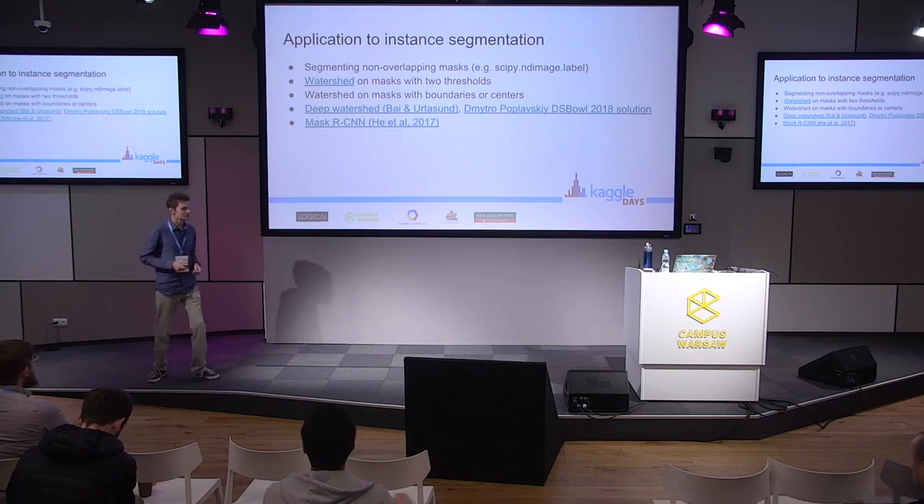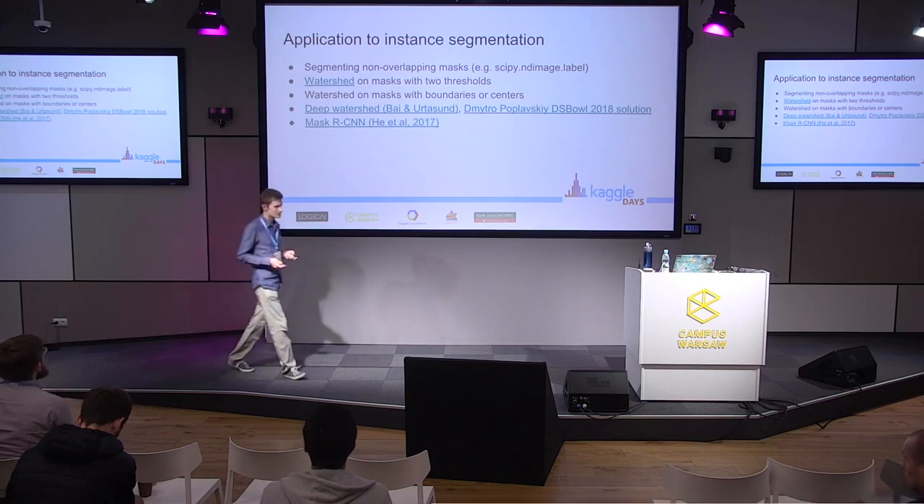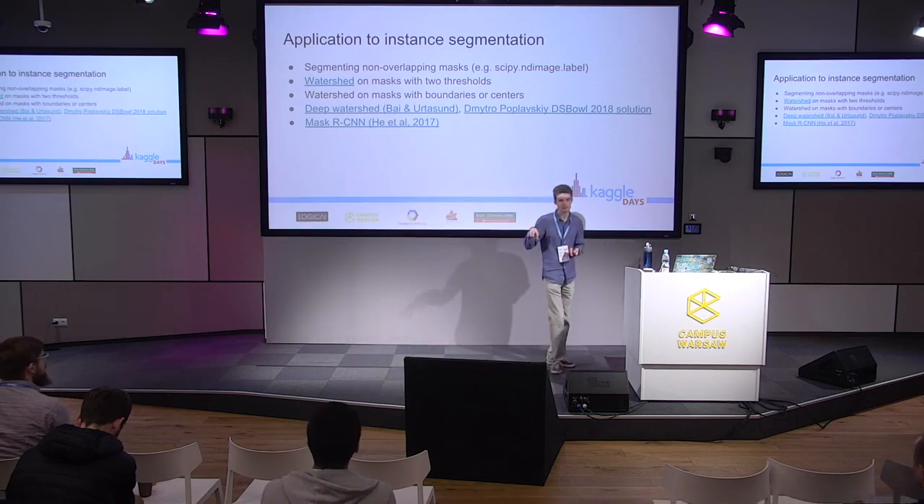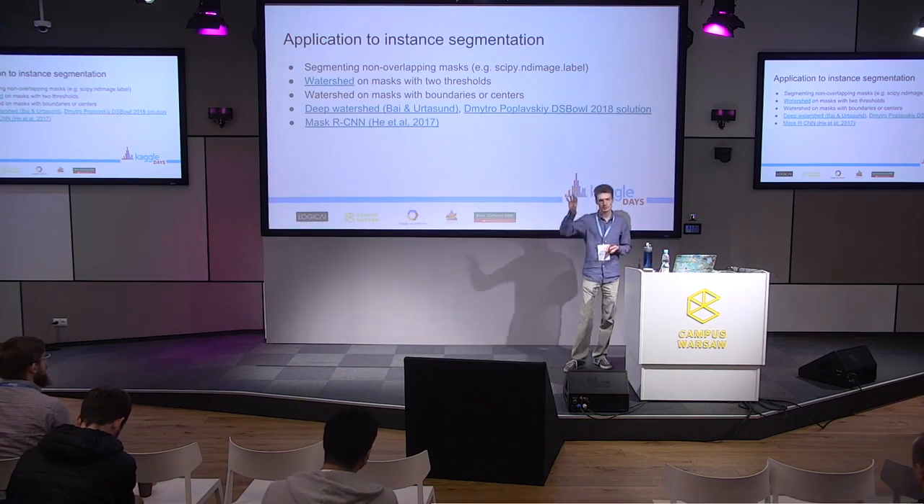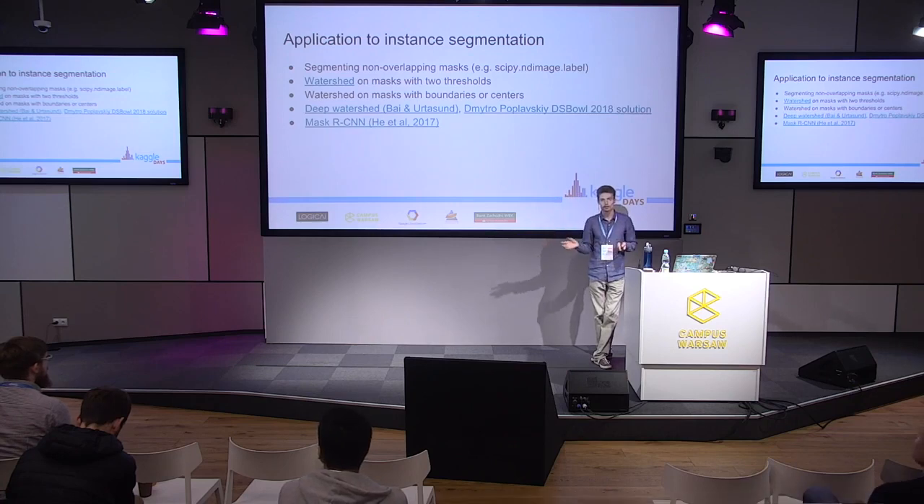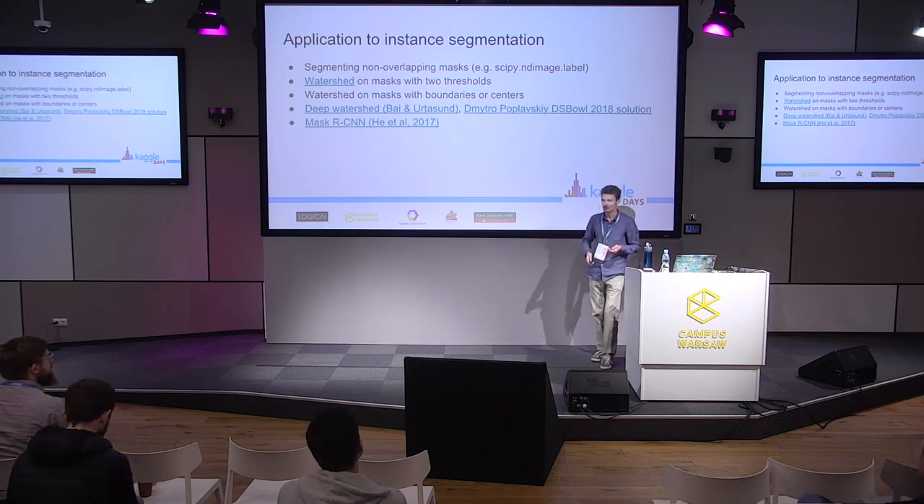Okay, so about instance segmentation. We see that this network can be naturally applied to semantic segmentation, but to do instance segmentation, we need to somehow separate instances. The easiest way to do this is to just find non-overlapping instances. But if the instances are touching, this doesn't work well. Another simple approach is watershed, different variants of the watershed transform.